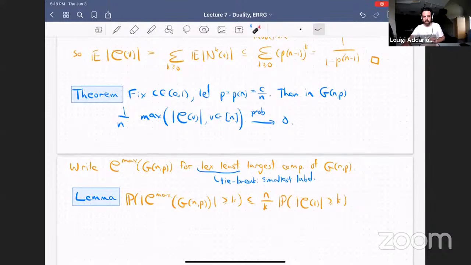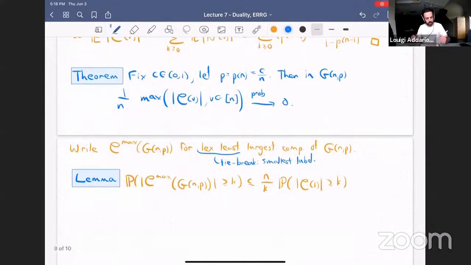The heuristic reason that this is true is that, conditionally, if I tell you there's a component of size at least k, because the vertex labels are exchangeable, with probability at least k over n, vertex 1 is in that component, and then vertex 1 will have component size at least k as well. That's the reason why the lemma is true. I'll give you a quick proof as well.